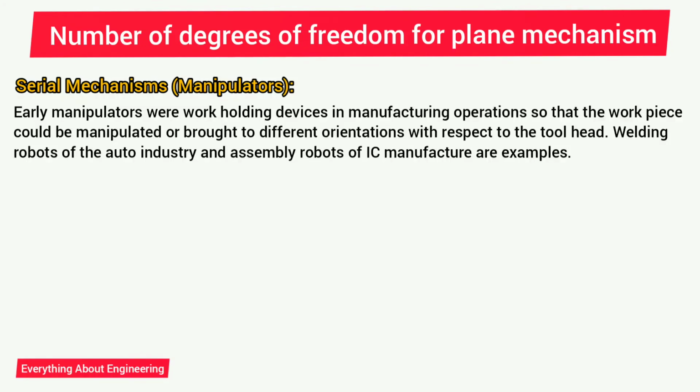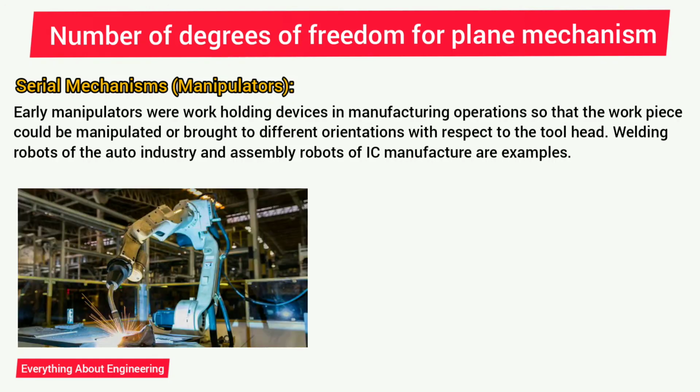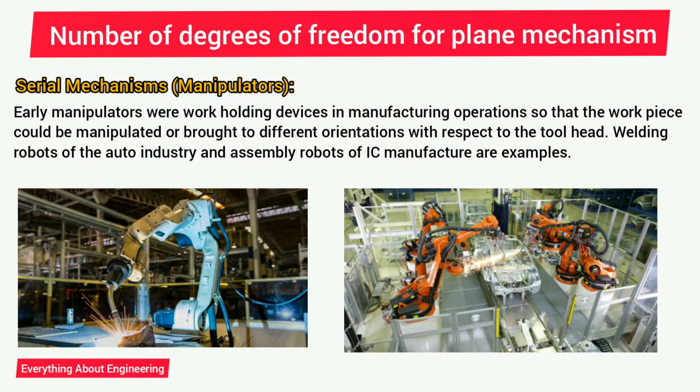Serial mechanisms, manipulators. Early manipulators were work-holding devices in manufacturing operations so that the workpiece could be manipulated or brought to different orientations with respect to the tool head. Welding robots of the auto industry and assembly robots of IC manufacture are examples.